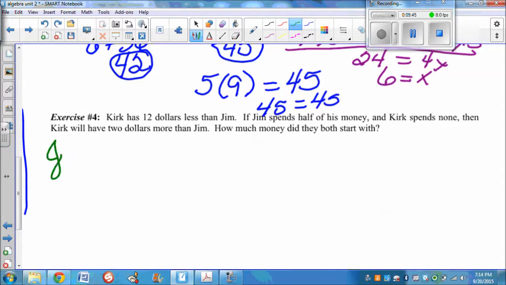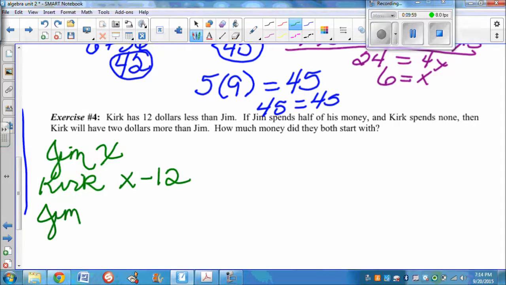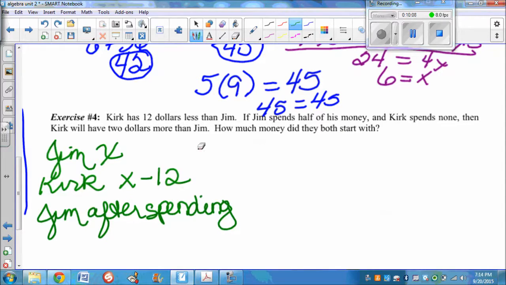All right, so let's talk. Jim has X dollars. Kirk has $12 less, so X minus 12. And then Jim after spending has half. Or how did it say? If Jim spends half of his money, I'm sorry. So Jim, after spending, has 1/2 of his money. So 1/2 X. Okay? So it says, and Kirk spends none, then Kirk will have $2 more than Jim.